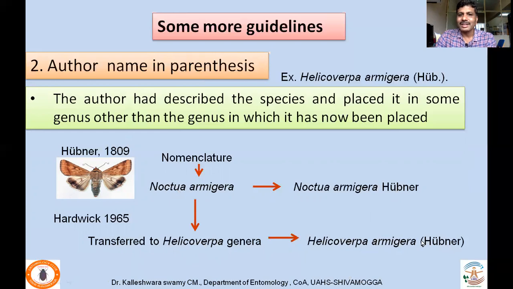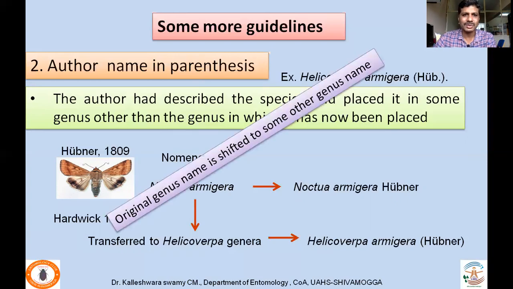Because of this shifting from the previous genus to another genus, the name of the author will be placed inside the bracket. So what it indicates, now I think you will understand, is that the author had described the species and placed it in some other genus than the genus in which it has now been placed. It was in one genus, but was shifted to another. That is the meaning of parenthesis. When the original name is shifted to some other genus, the author name goes into the bracket. That is the idea behind this.